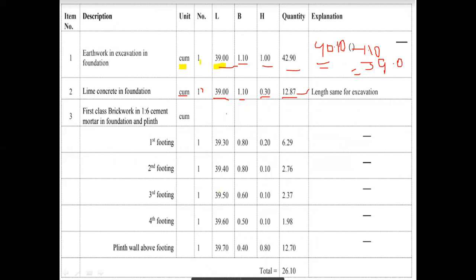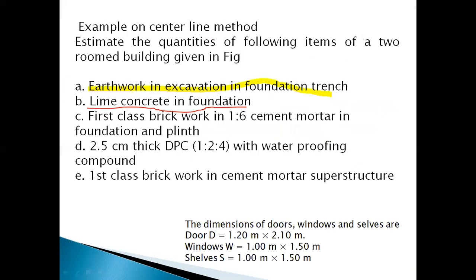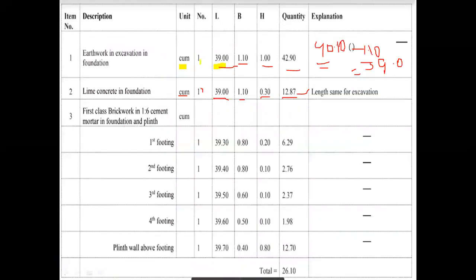Next one, we calculate the first class brickwork in 1:6 cement mortar in foundation and plinth. Here, given the first footing, second footing, third footing, fourth and plinth wall.